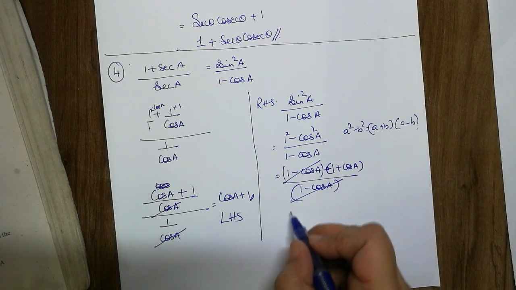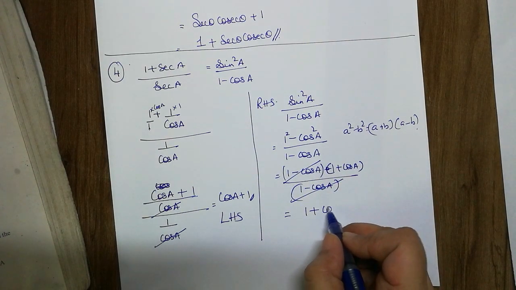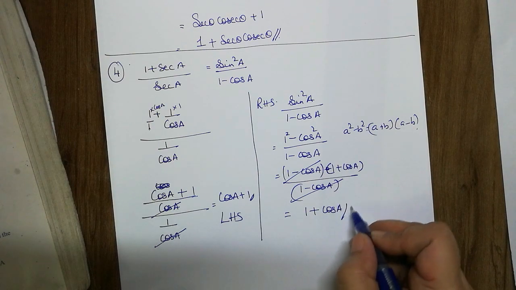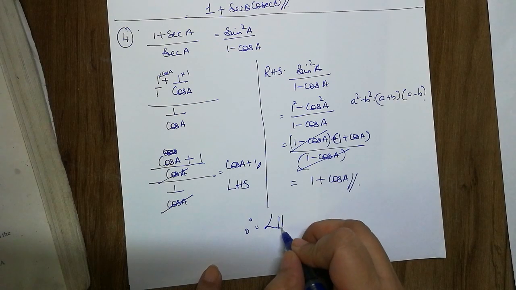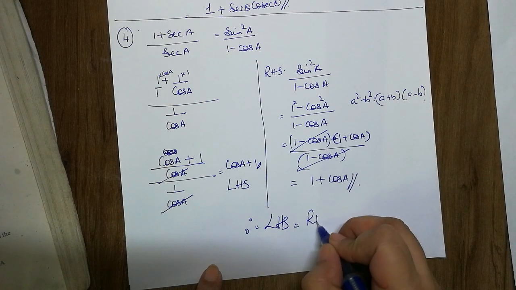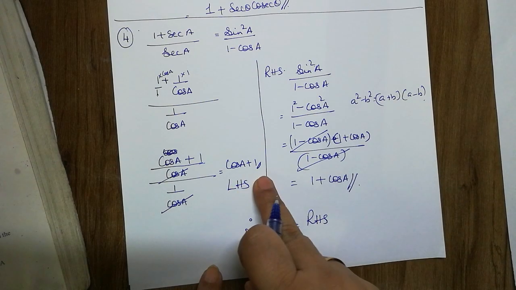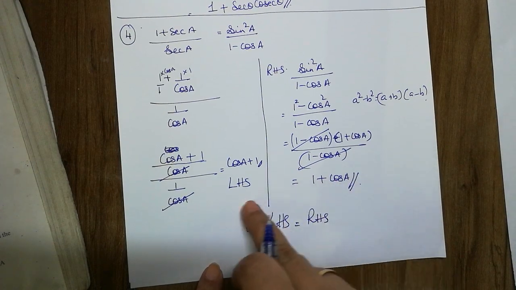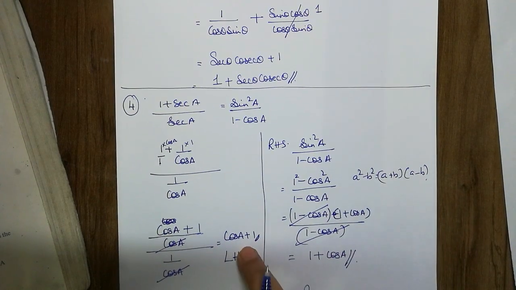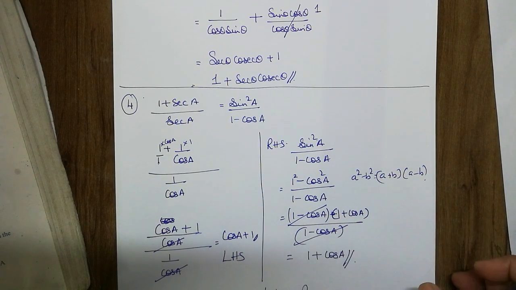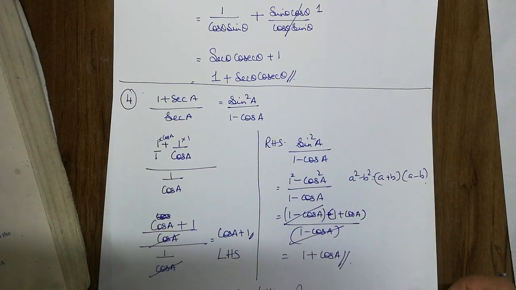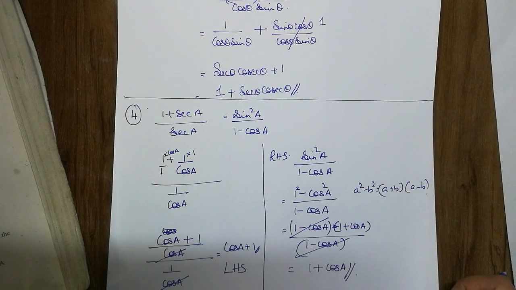Now this and this cancel. We get 1 plus cos A. So therefore we write here LHS is equal to RHS. Cos A plus 1, 1 plus cos A, both are the same. So when you come across this type of step, prove LHS and RHS separately. We'll next move on with the fifth sum.